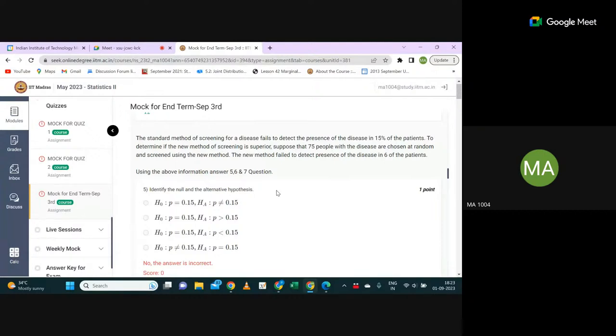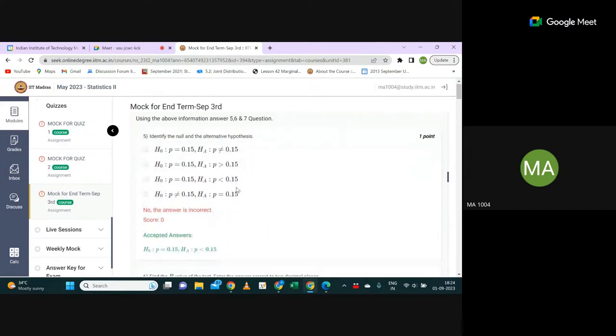Okay. Tell me one thing here. What is your null hypothesis and alternative hypothesis? Sir, the null would be p equals 0.15, and it has to be superior, so that means it has to be less than. Okay. So this is clear. We are making the hypothesis in terms of the population parameter, correct? Which is p equal to 0.15, yes or no? And p should be less than 0.15 because we have to determine whether the new method of screening is superior or not, correct? So option C should be correct.